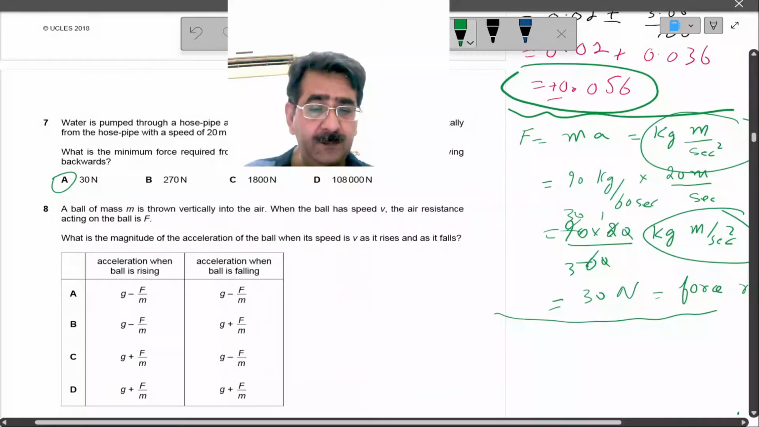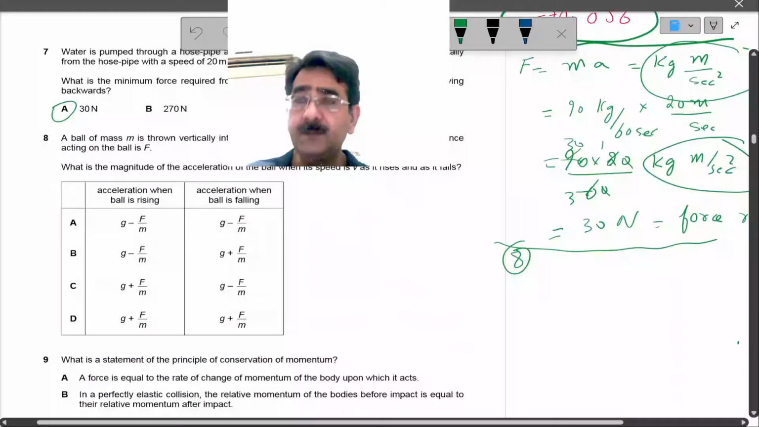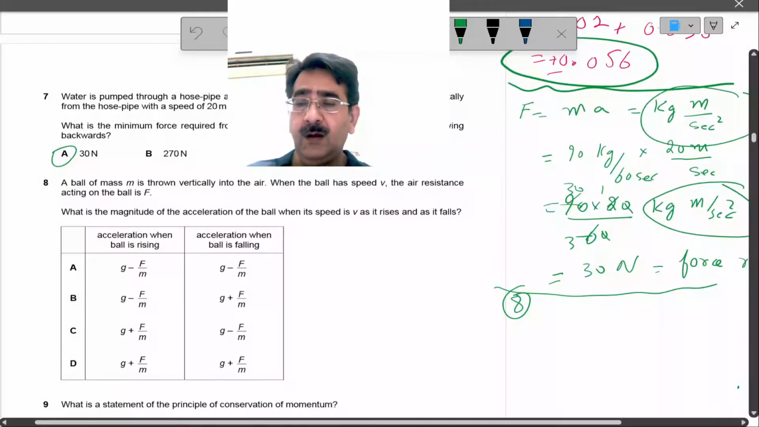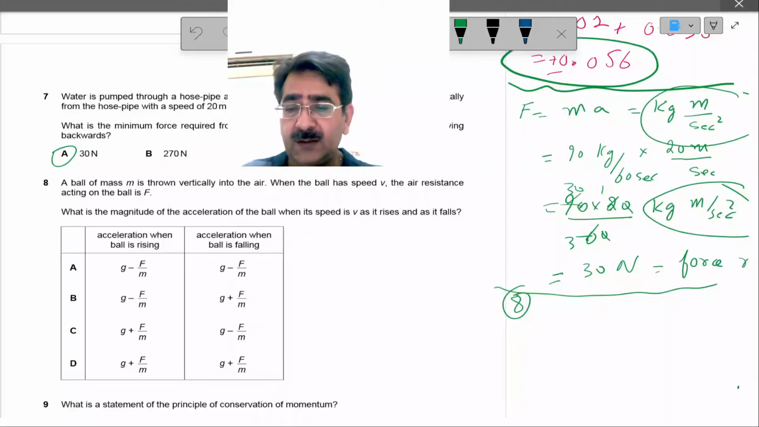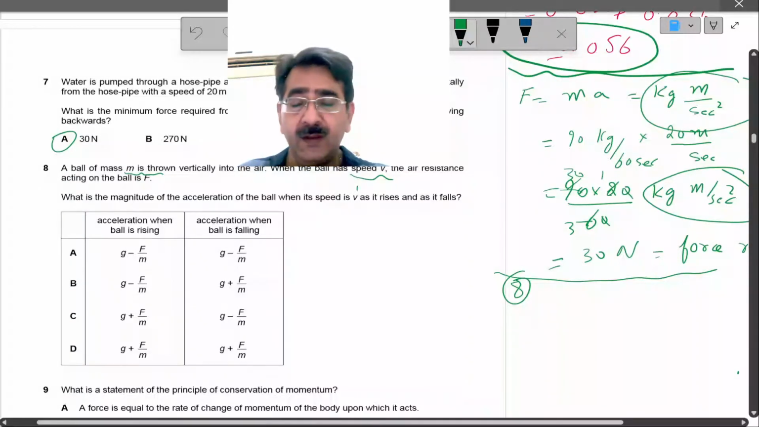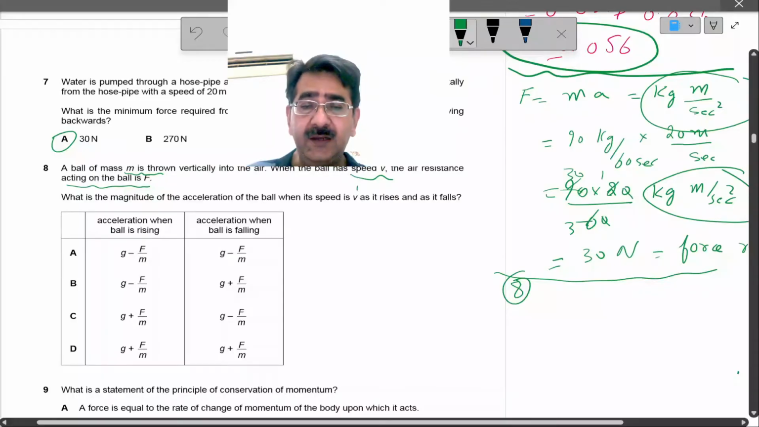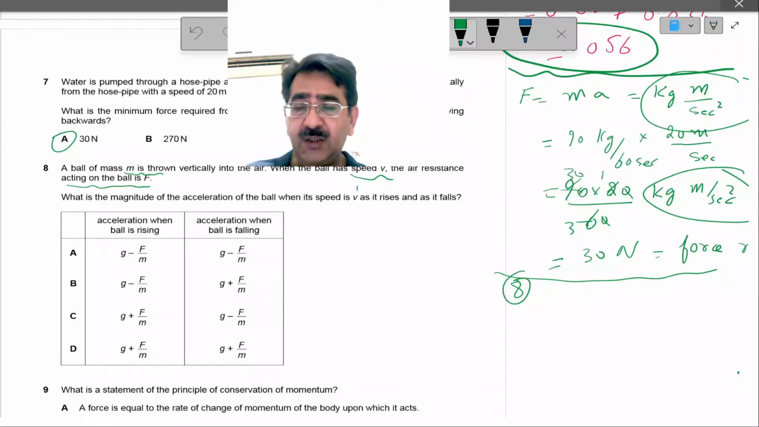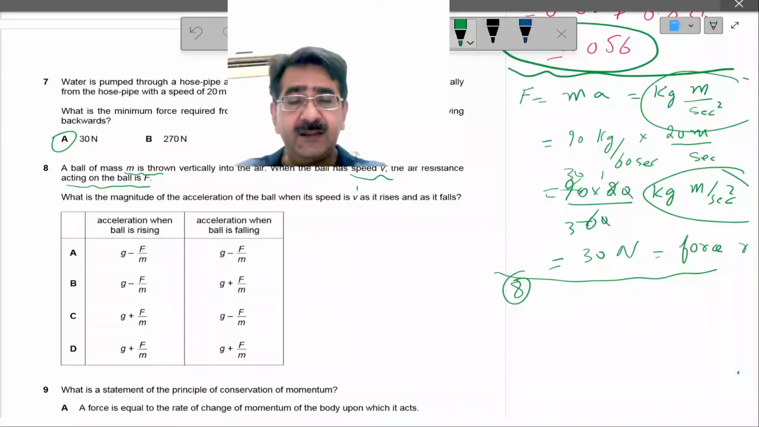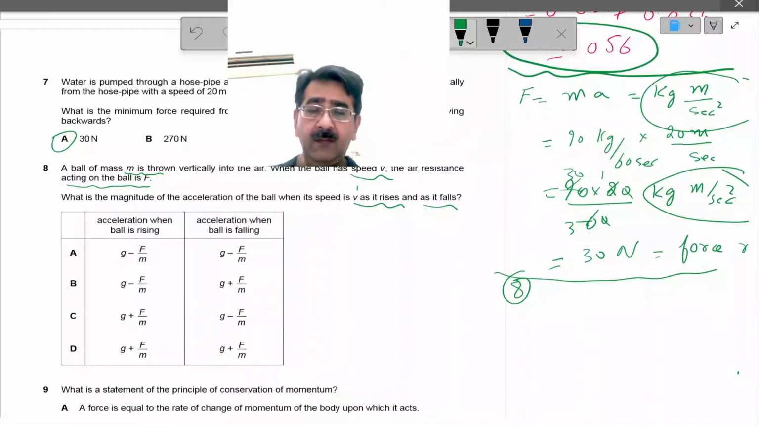Question number 8. A ball of mass m is thrown vertically into the air. When the ball has speed v, the air resistance is acting upon the ball. What is the magnitude of the acceleration of the ball when its speed is v as it rises and falls?